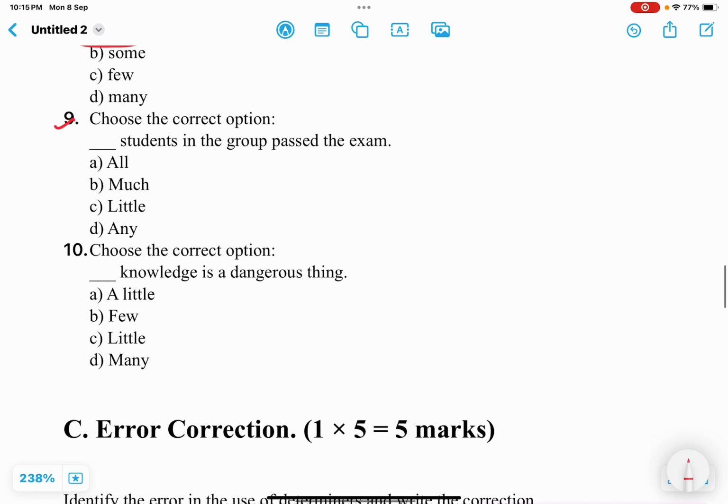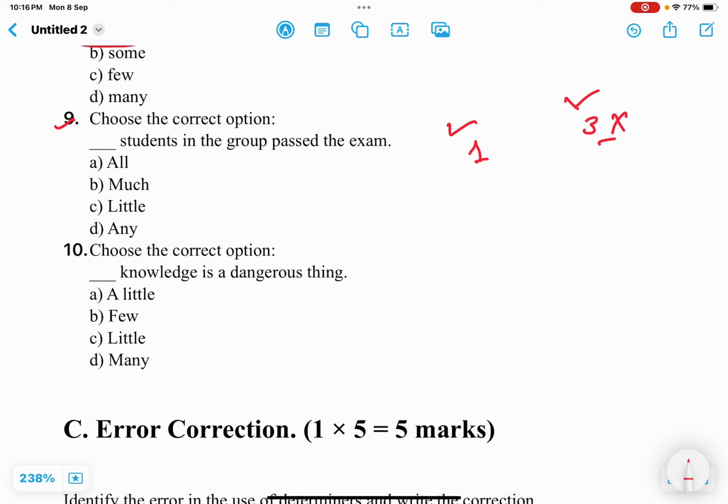Next question is question number 9. Choose the correct option. Dash students in the group pass the exam. I always guide my students, I always tell them, do any one of these. One option is to find the correct answer. The other option is to find three wrong options. You can do any one of these, either find one correct option or find three incorrect options.